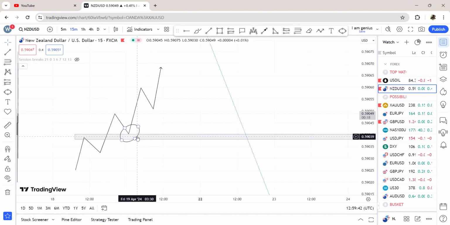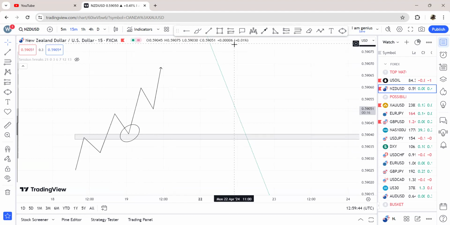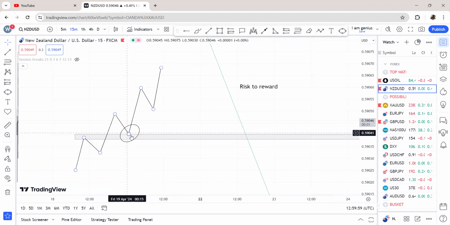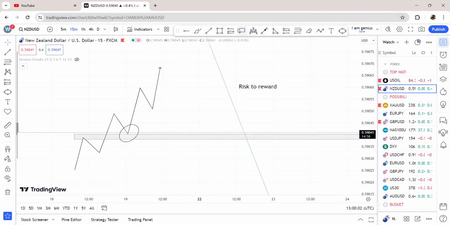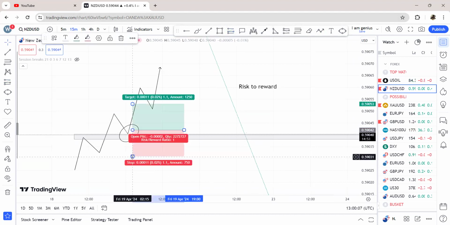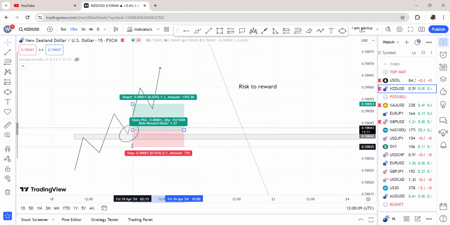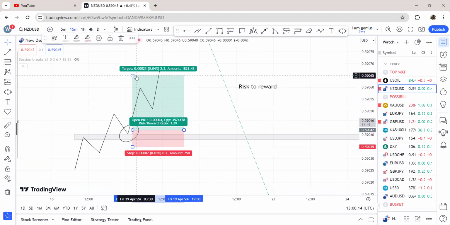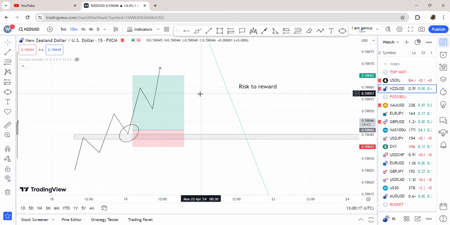So these are just entries where you have a better risk to reward ratio. And this is important in trading. That means if I enter from here, obviously I'm going to make far more profit because my stop loss will literally be just below that level. And then your take profit can go all the way up to that point.